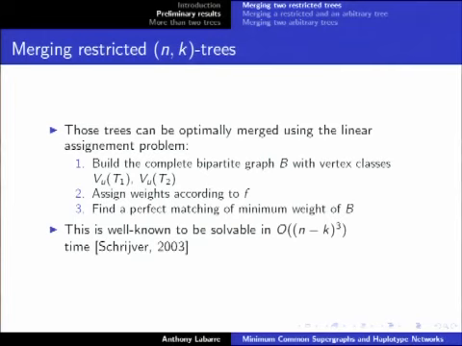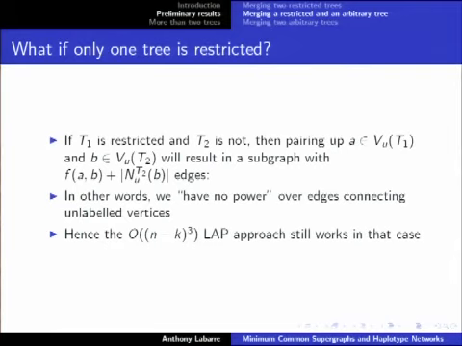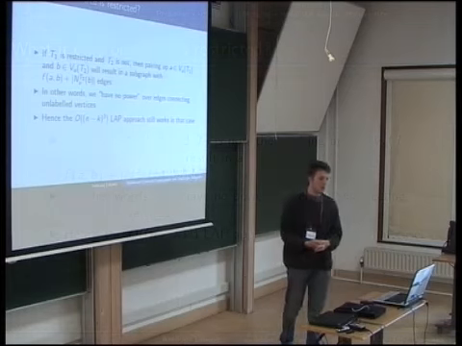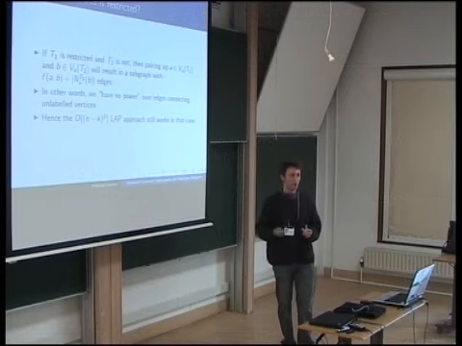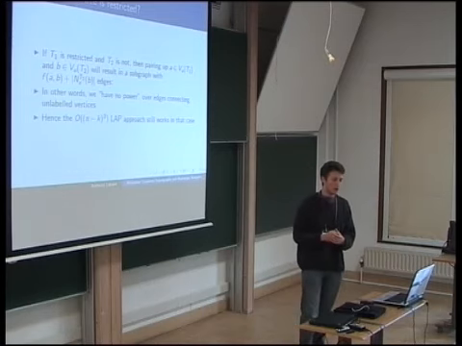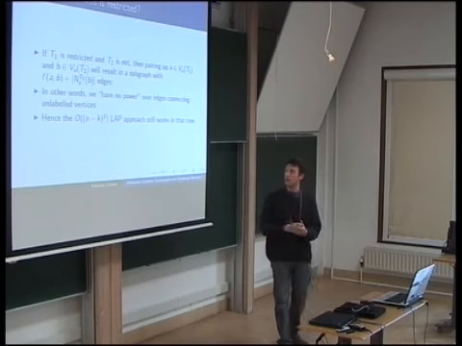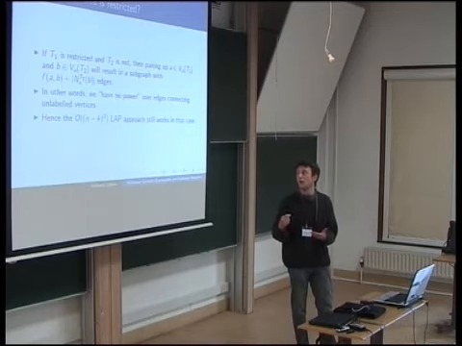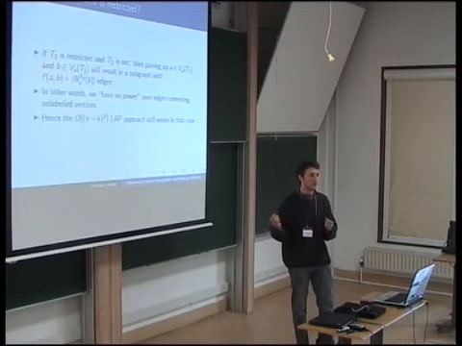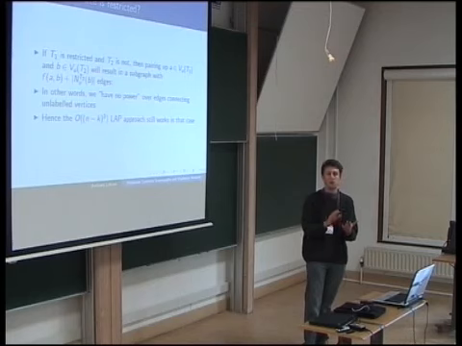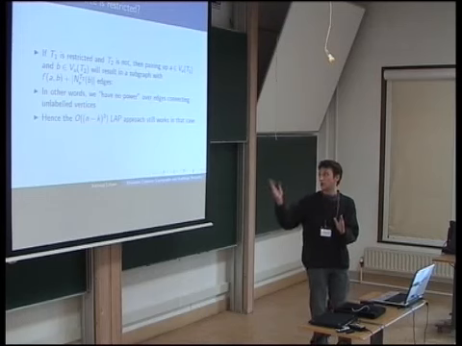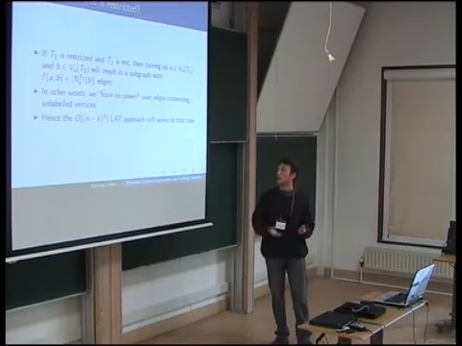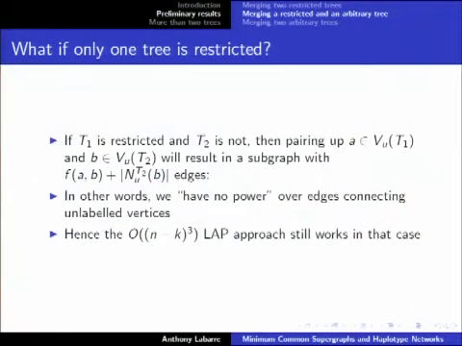So if only one of the trees is restricted, is there a problem? Actually, there isn't. The problem remains solvable with exactly the same algorithm, because the number of edges that will be in the resulting subgraph will be exactly the same as before. But you have to add the edges that connect two unlabeled vertices. And since the first tree, which is restricted, does not contain any edge between unlabeled vertices, you cannot reduce this quantity. So in other words, we have no power over edges that connect unlabeled vertices, so we can still use the same approach.